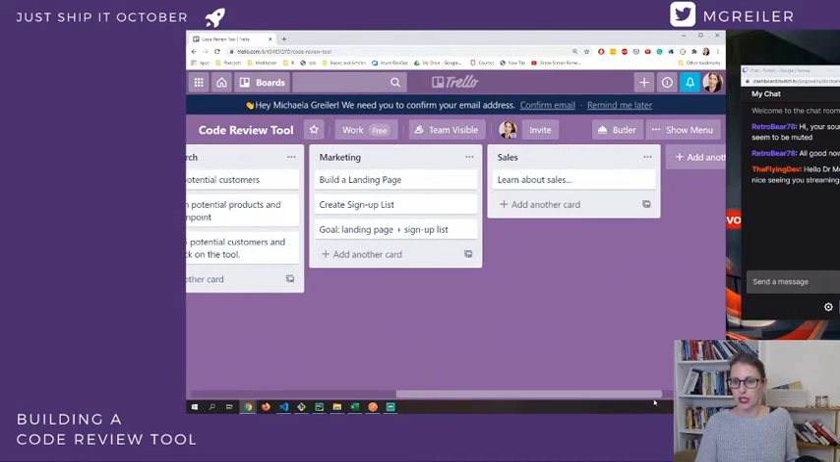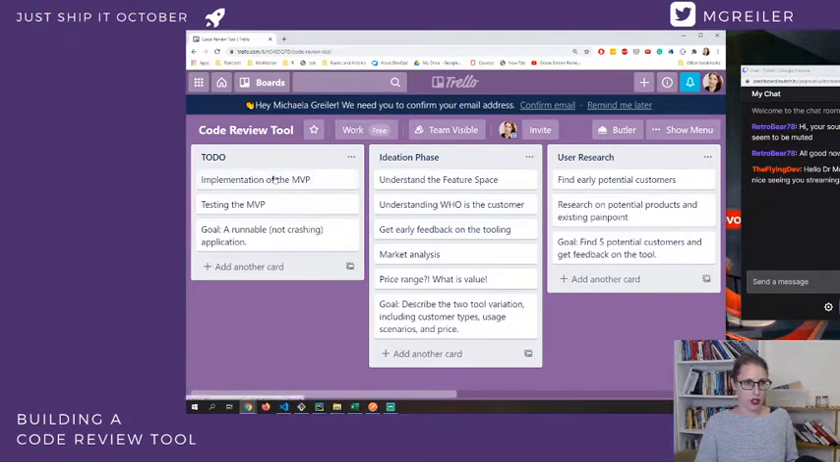Yeah. So this is more or less what I did today. So I would say I worked on the testing and implementation of the MVP, and it's really, really small right now, but it's running. It's not crashing, sort of.